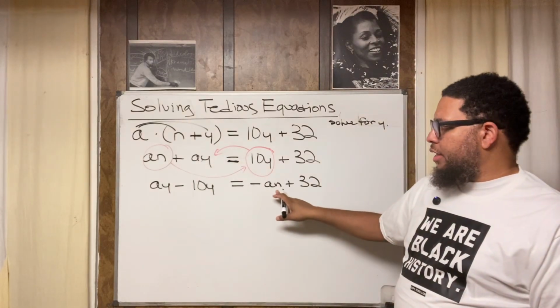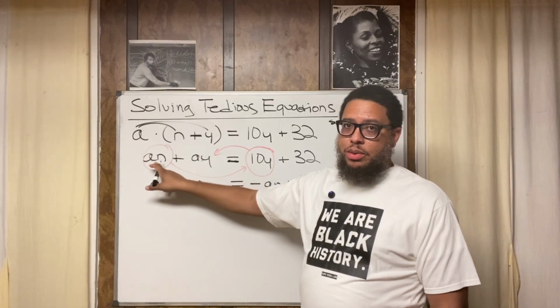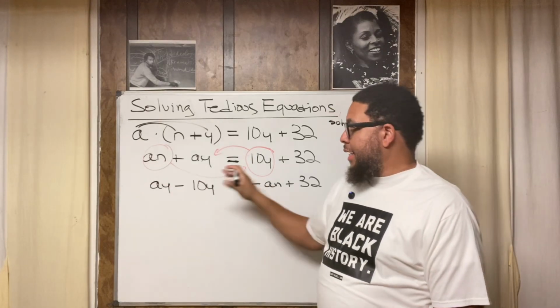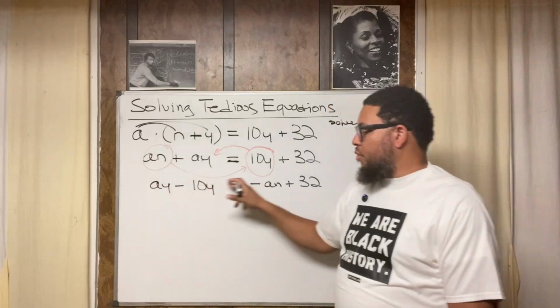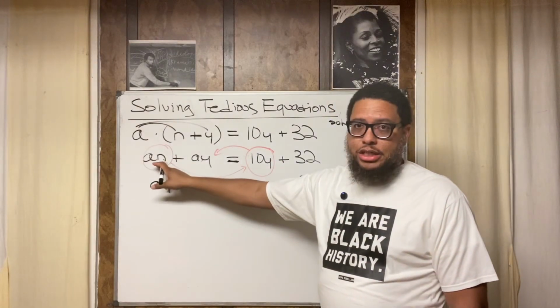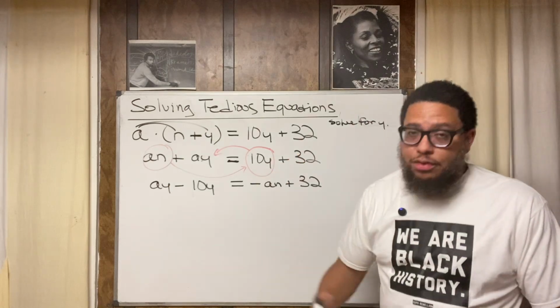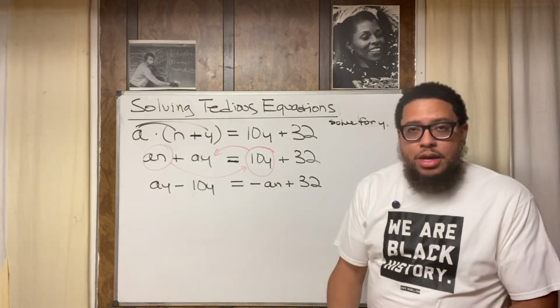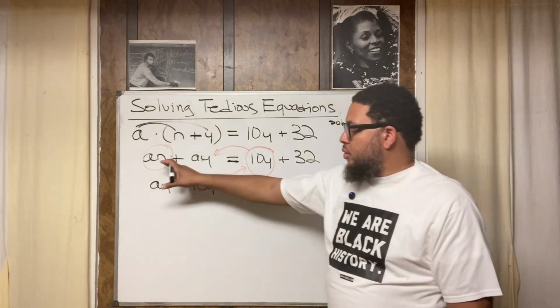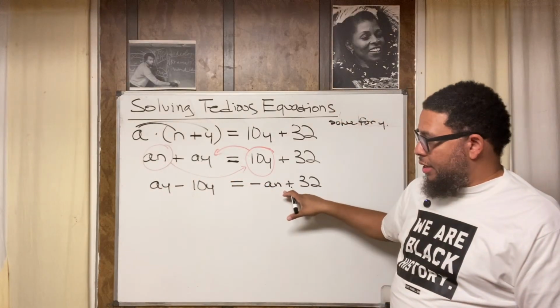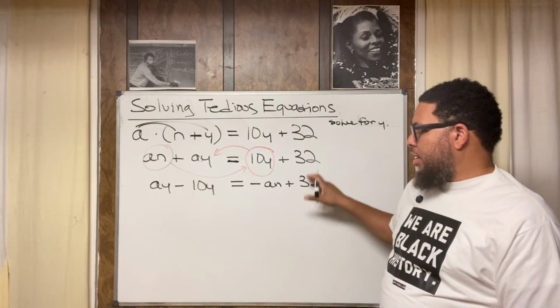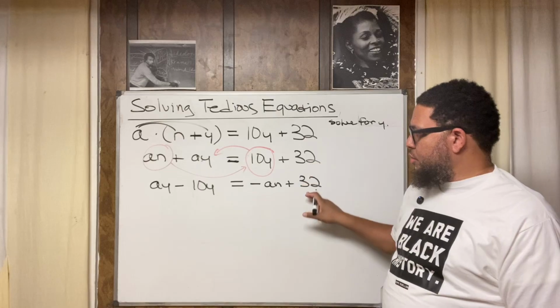And when you do that, you got to change the sign. How did this negative AN get over here? Oh, well, it was positive AN on the left, but I transposed it, just like I did with the 10Y. I moved it to the right side, so the sign got to change. Whenever you move from the left to the right or the right to the left, the sign got to change. If it was already negative, it would have turned positive. If it's positive, it's going to turn negative. So this AN is going to become negative AN. Where'd this 32 come from? Oh, it was already over there. Plus 32 just dropped down.